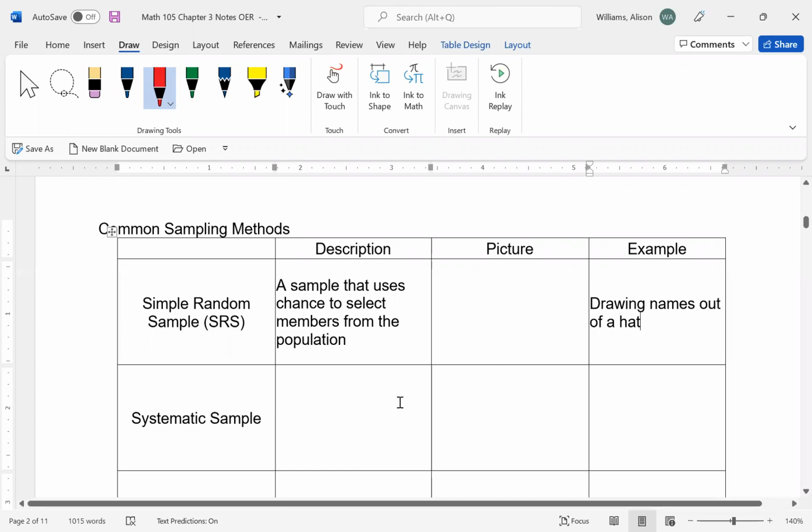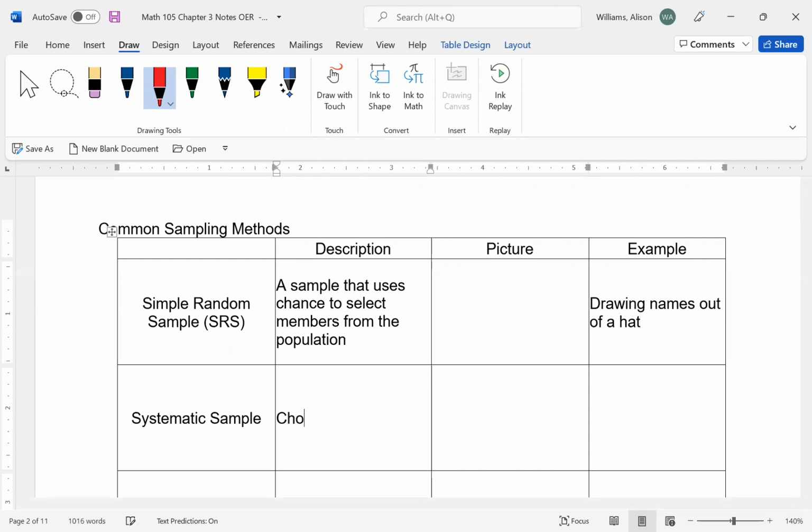All right. That would be an example of a simple random sample. A systematic sample is choosing every, now I'm going to say it this way, kth individual, but like maybe I mean 8th individual or 20th individual. So choosing every kth individual from a population.